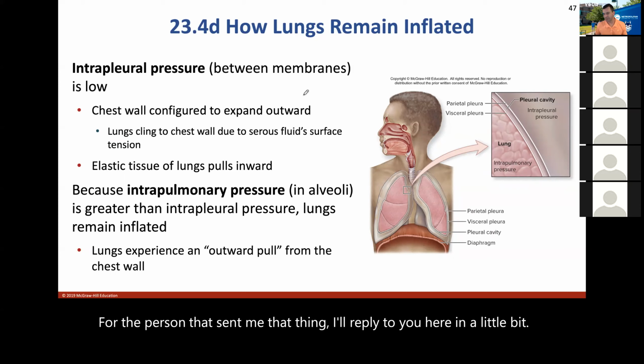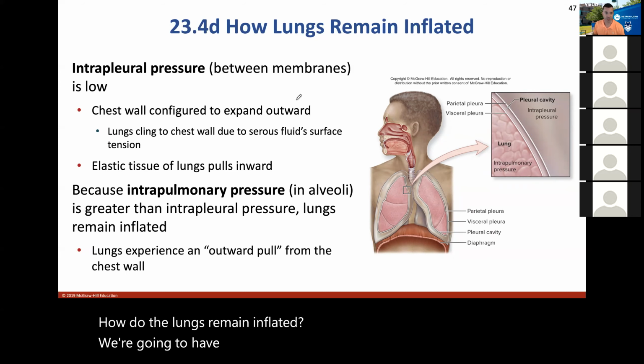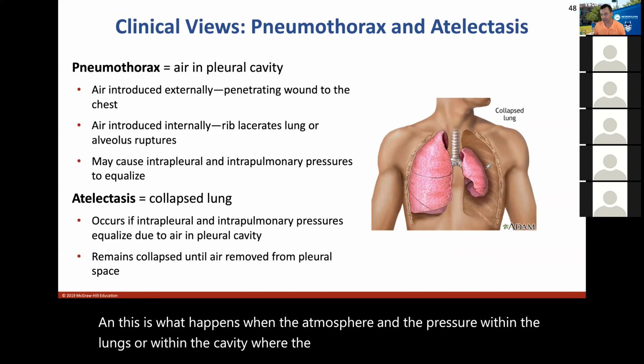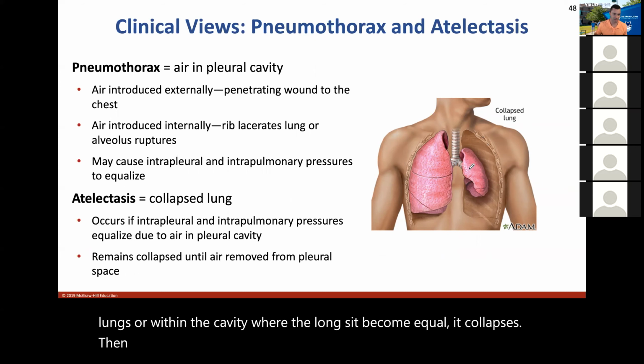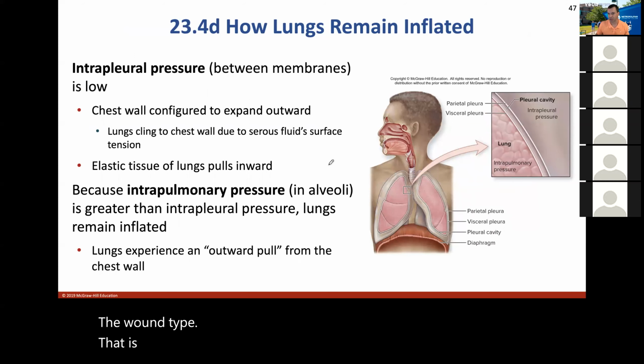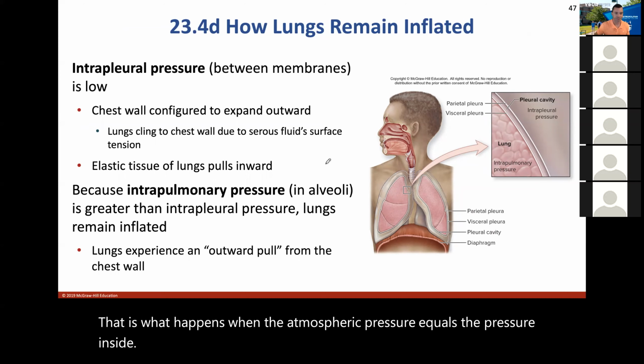How do the lungs remain inflated? Well, we're going to have a number of pressures. This is what happens when the atmospheric pressure and the pressure within the cavity where the lungs sit become equal. It collapses. Atelectasis, pneumothorax, depending upon the wound type. That is what happens when the atmospheric pressure equals the pressure inside the chest.